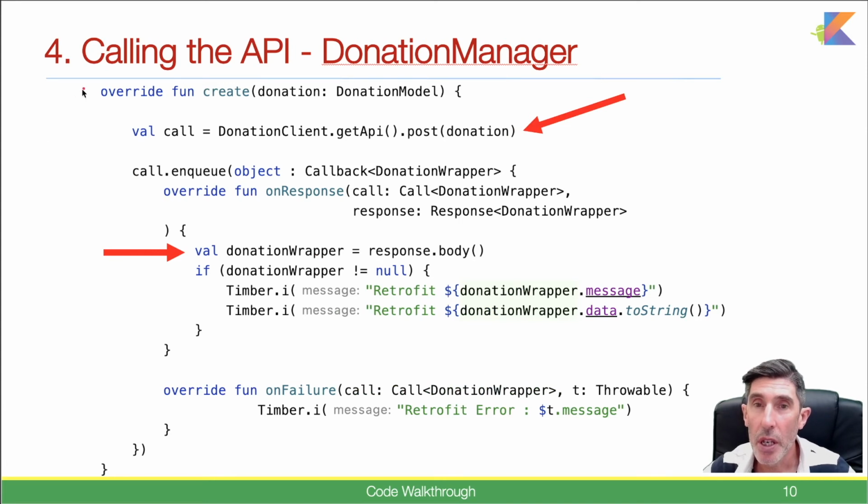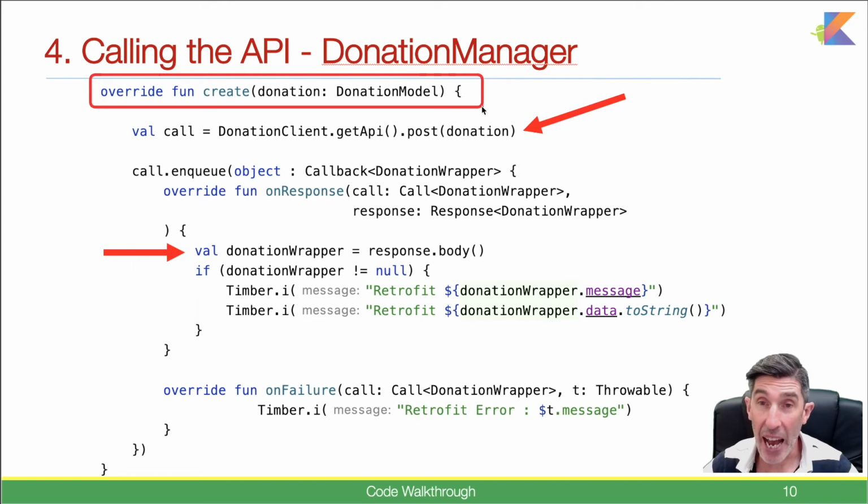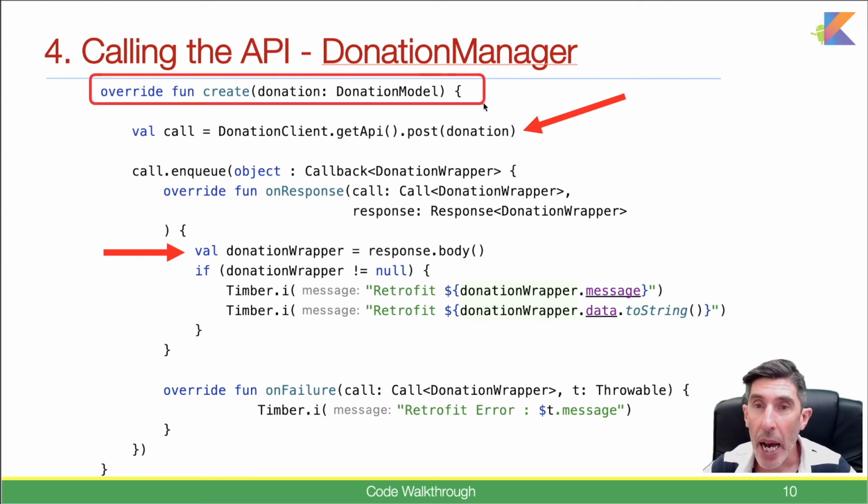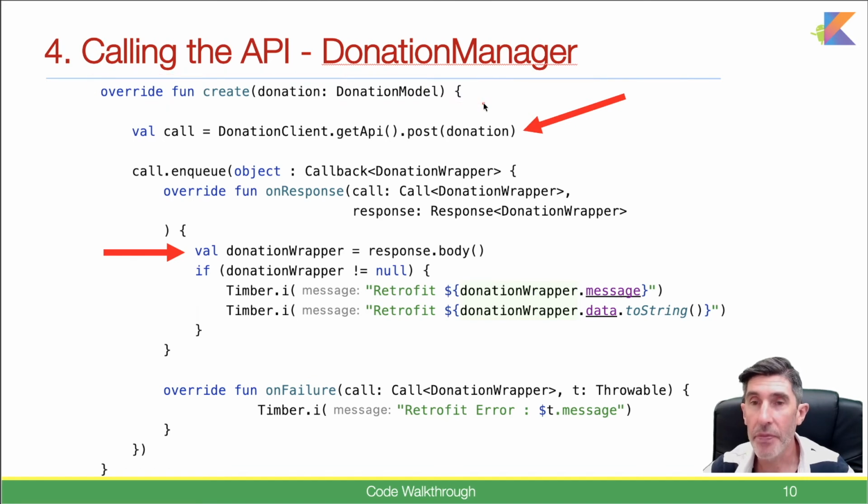So in this one, for our create, which is essentially our add, our post, we're passing in an individual donation. So the user would have entered the details. We would have created that donation object and passed it to our donation manager. So again, this is all part of the lab. You'll be working through this. We're just looking at the Retrofit relevant code here.